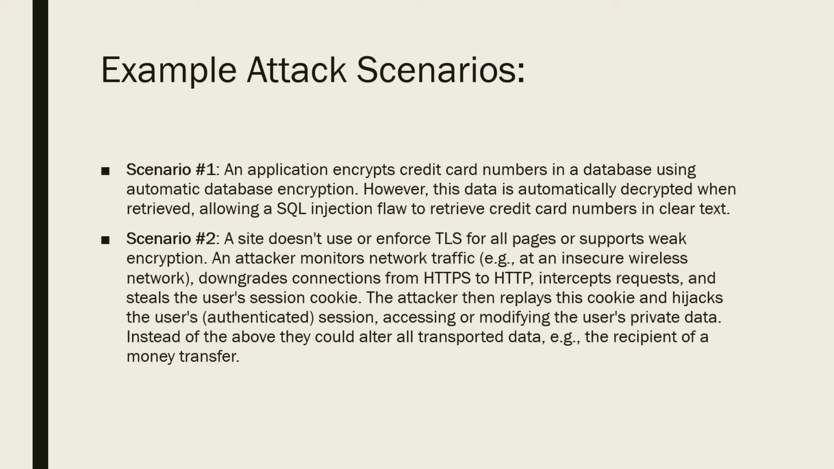Scenario 2. A site doesn't use or enforce TLS for all pages or supports weak encryption. An attacker monitors network traffic and then downgrades connections from HTTPS to HTTP, intercepts requests, and steals the user session cookie. The attacker can then replay this cookie and hijack the user's session, accessing or modifying the user's private data. Instead of the above, they could alter transported data, for example the recipient of a money transfer. This is a very common scenario where cryptography is extremely important and needs to be enforced properly.